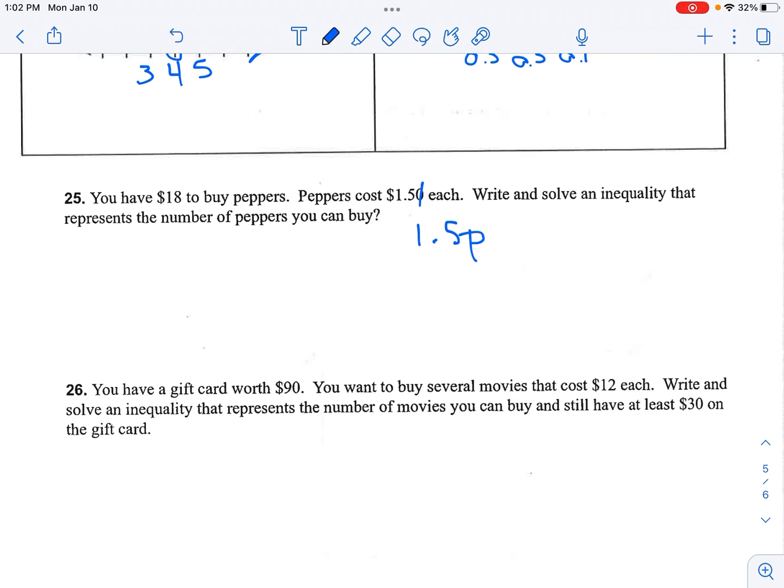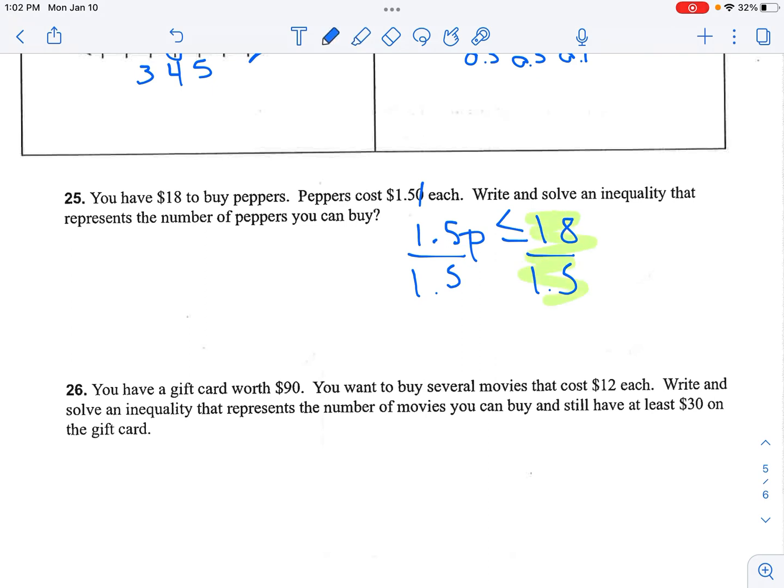Now, can I spend more than $18? I only have $18, so I can't spend more than 18. Can I spend less than 18? Yep. Could I spend exactly 18? Yes. $1.50 times how many peppers would be less than or equal to the $18 I have in my pocket? Divide both sides by 1 5/10.